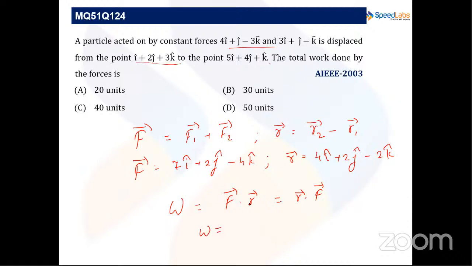So we will get work done equals 7 into 4 plus 2 into 2 minus 4 into 2. Okay, sorry, that was minus of minus, that is plus 4 into 2. So the value will be 28 plus 4 plus 8, that is 40 units. So our correct answer is option C.